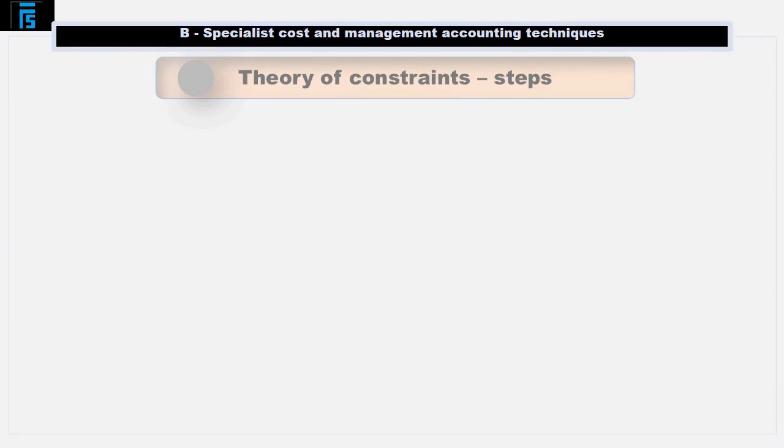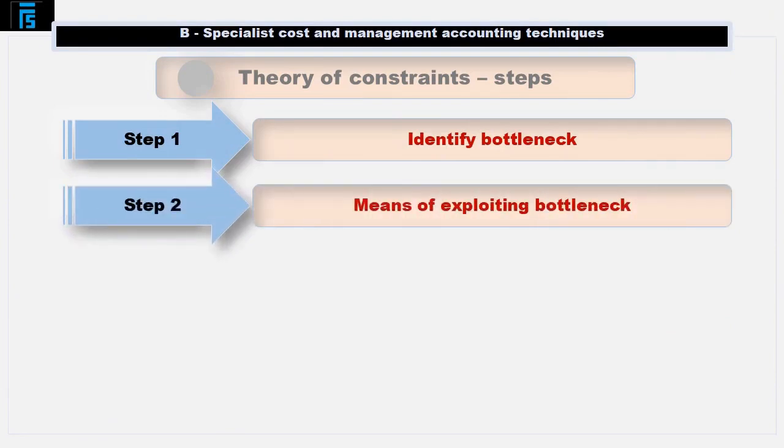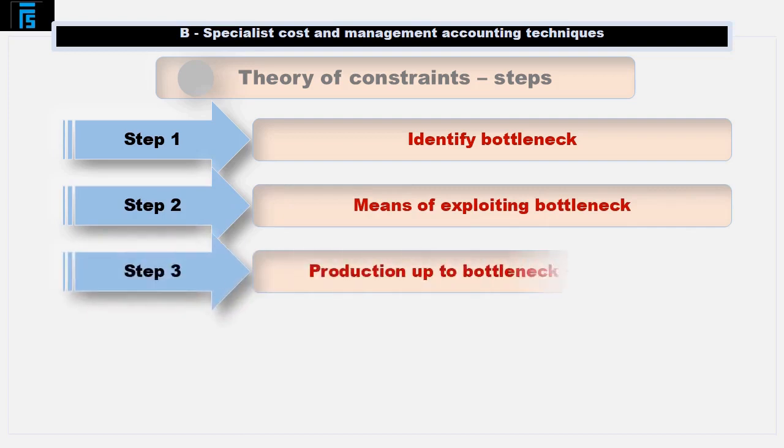There are 5 main steps in the theory of constraints process. Step 1 is to identify the bottleneck or constraint. Step 2 is to decide the best means of exploiting the bottleneck. In other words, make sure that output is maximised at the bottleneck. Step 3 is to ensure that production up to the bottleneck is at the same rate as after the bottleneck, so that work in progress does not build up.